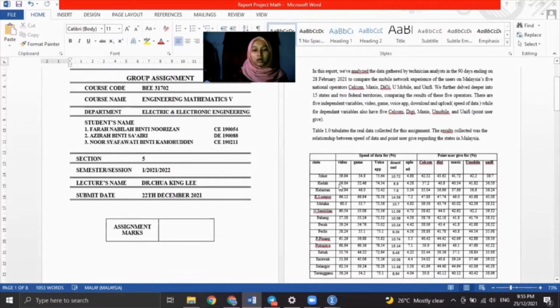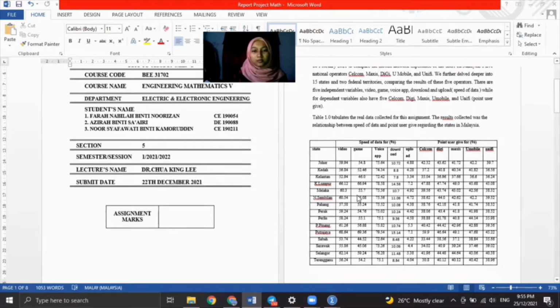So this table shows the tabulation of the real data collected for this assignment. The result collected is about the relationship between speed of data and the point user give regarding the states in Malaysia.